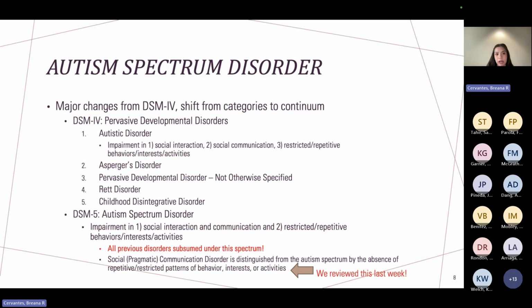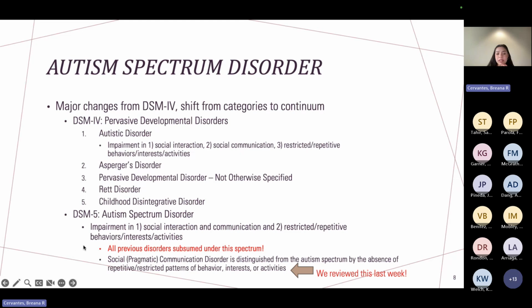The reason why we don't have that anymore is because this is a classic example of how the field, at least in this area, autism, has really pushed for a move away from a categorical system to more dimensional, continuous views of psychopathology. So DSM-4 clearly has multiple different categories, which all fell into pervasive developmental disorders. Autistic disorder used to be its own thing, and then Asperger's was something very closely related, as are the rest of these disorders, but they were considered different.